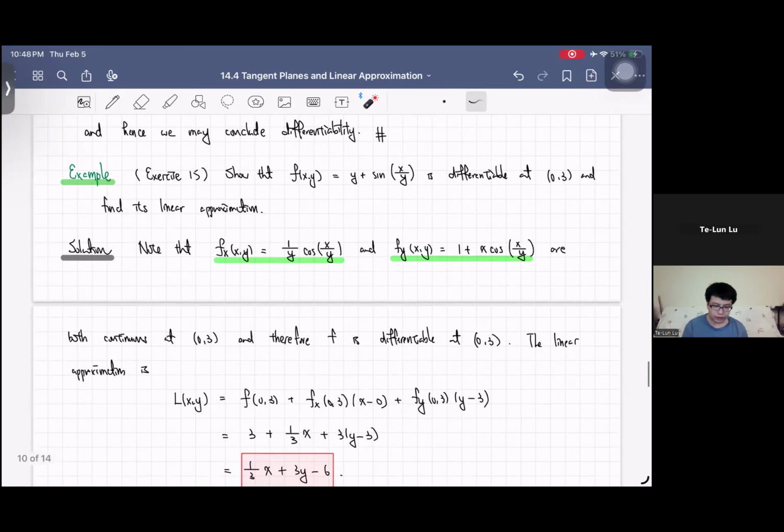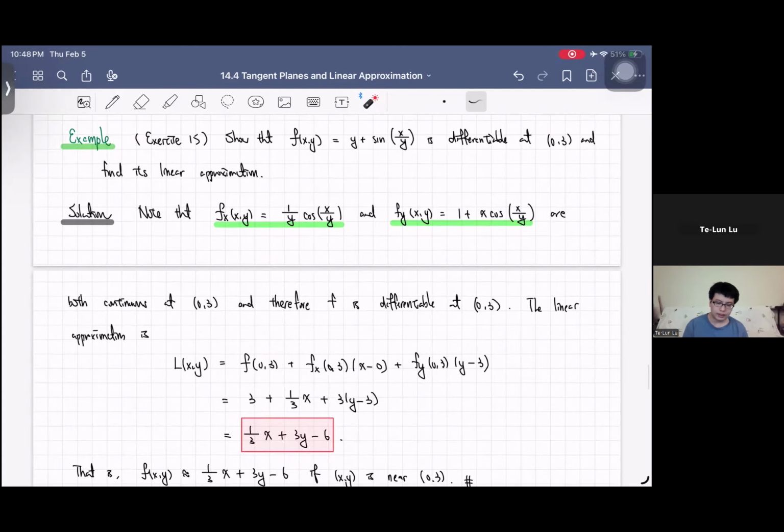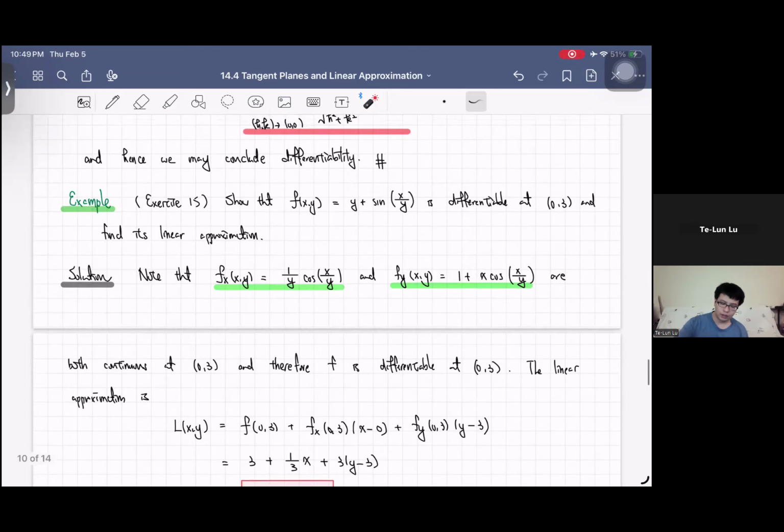Okay, now let us use that theorem to prove some differentiability. Again, in this case, I asked you to show that f of (x, y), defined by y plus sine of x over y, is differentiable at the point (0, 3), and we want to find the linear approximation. So let us compute the partial derivatives, which obviously can be differentiated. You get, by regarding y as a constant, that this derivative is 1 over y times cosine of x over y. So this goes to 0, right? And 1 over y comes from the chain rule, where you're differentiating x over y. Same thing happens for y, you get 1 plus x cosine of x over y.